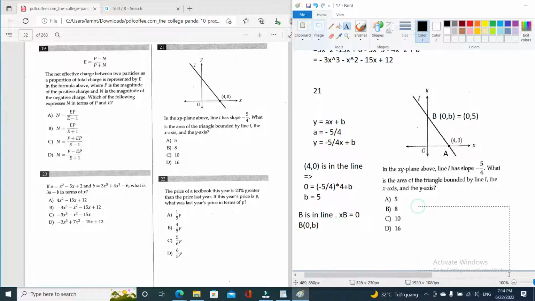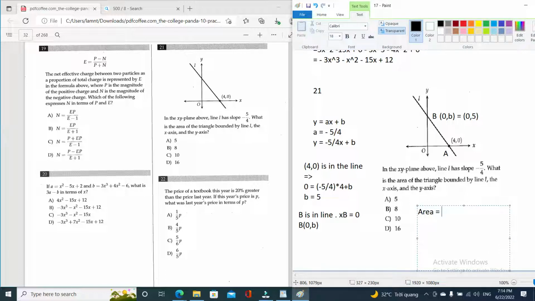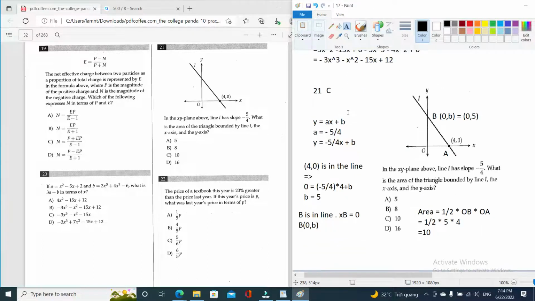So now we know the area is going to be a half of OB times OA. So that's a half, and we know that OB is 5 and OA is 4. So that's 10, right? So 21 is C. Alright, so 20 is B, 21 is C.